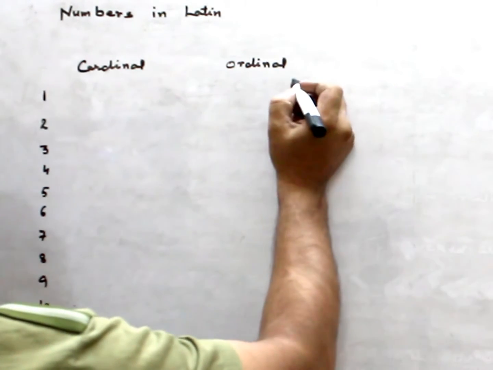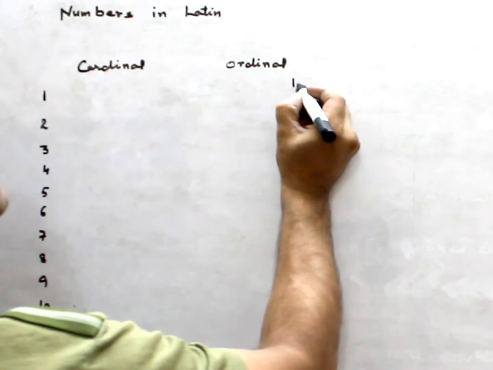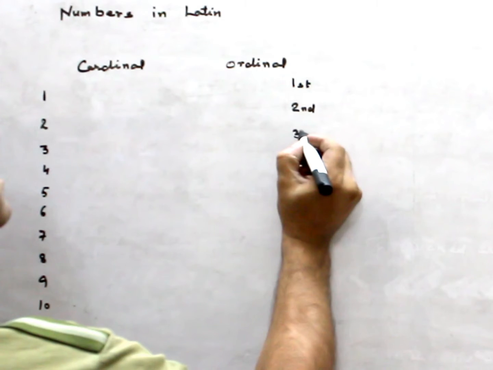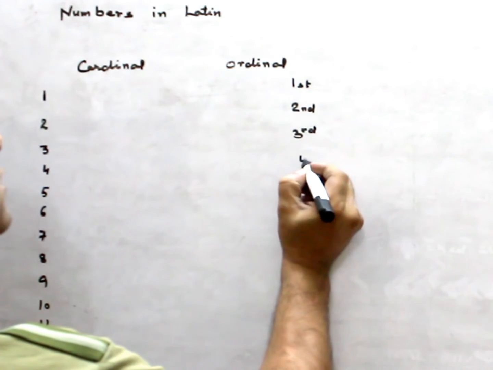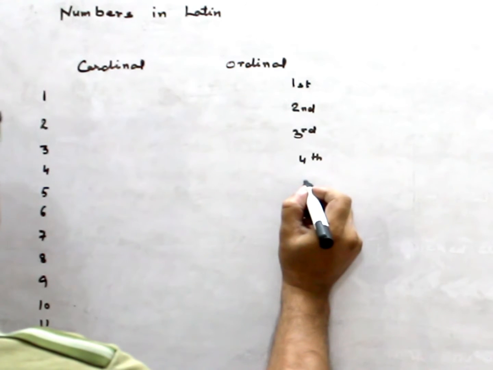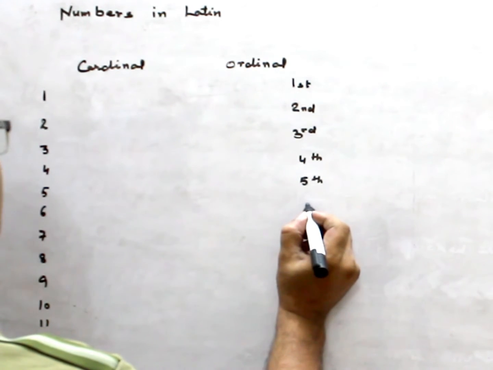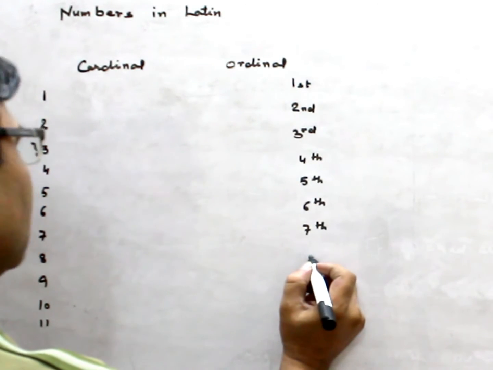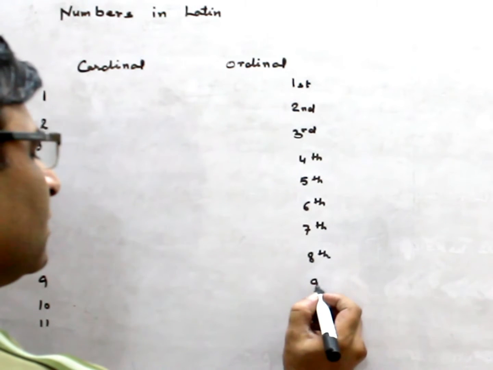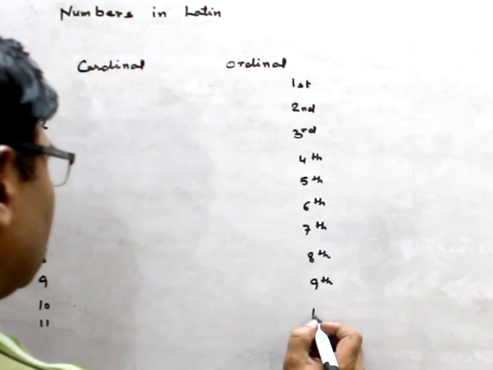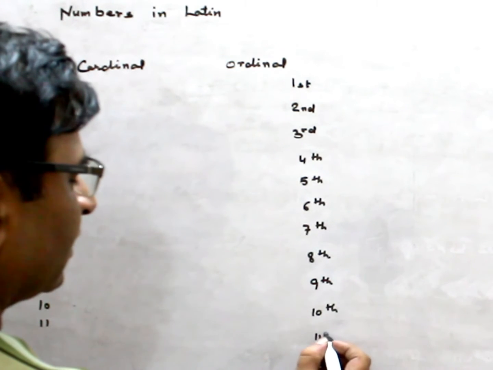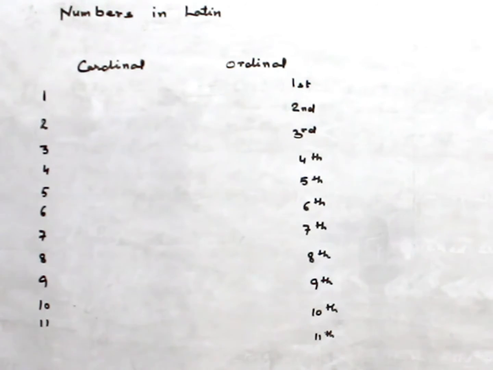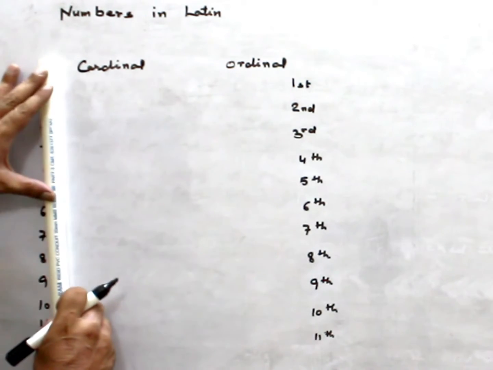And ordinal numbers are first, second, third, fourth, fifth, sixth, seventh, eighth, ninth, 10th and 11th, like this. So this is the number used for counting and this is the number to give the position.